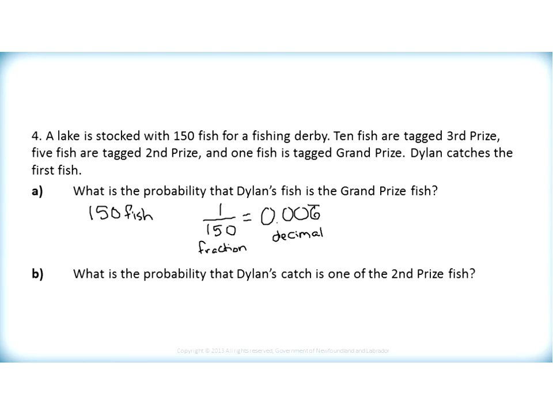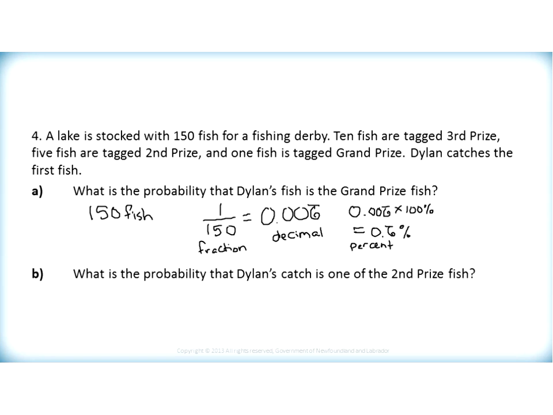And if we want to turn a decimal representation into a percentage, we take the decimal representation and multiply it by 100. Our units are percent. And that'll give us 0.6 repeating percent. So as a fraction, as a decimal, and as a percent, this is the probability of Dylan's fish being the grand prize fish.